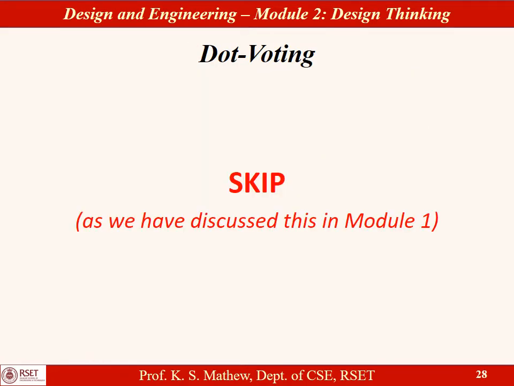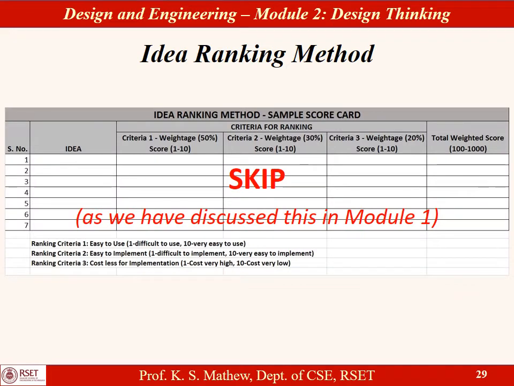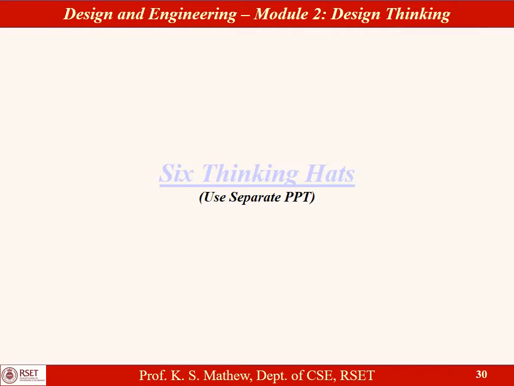Dot voting is another technique to shortlist best ideas, and we have discussed this in module 1, so I am skipping. Similarly, the idea ranking method we have also discussed in module 1. Six thinking hats is another novel technique introduced by Dr. Edward de Bono to solve problems, choose the best alternative from a set of alternatives, for decision making, and for making your meetings effective. For all these purposes, six thinking hats can be used.